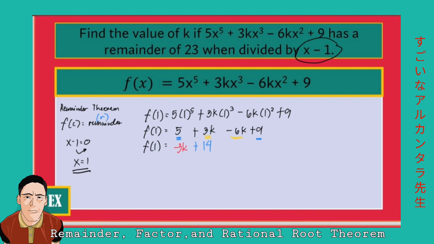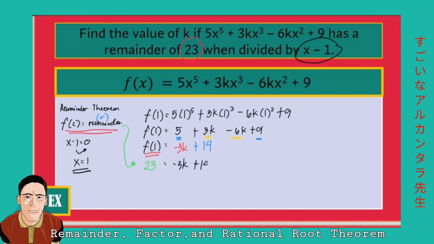Let's go back to the remainder theorem. F of c is equal to the remainder. Our f of c here is our f of 1. And the remainder is actually given, which is 23. So what we will do now is change f of 1 into our remainder being 23. That's the magic here. Our f of 1 will be 23 based off of the concept of the remainder theorem. So this will still be equal to negative 3k plus 14.